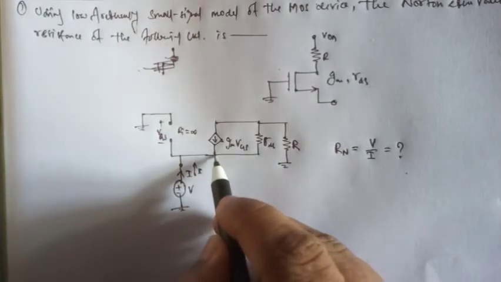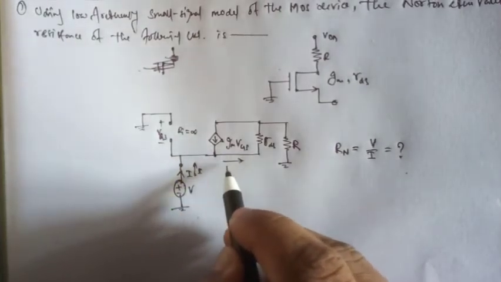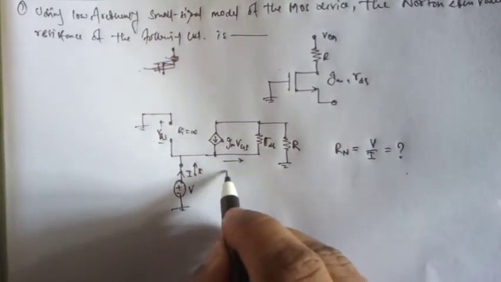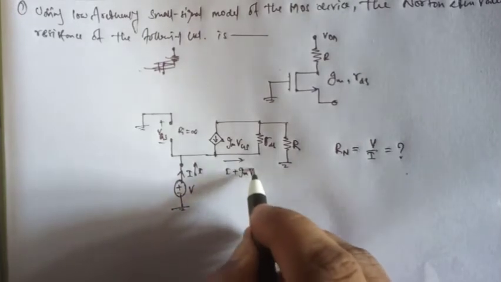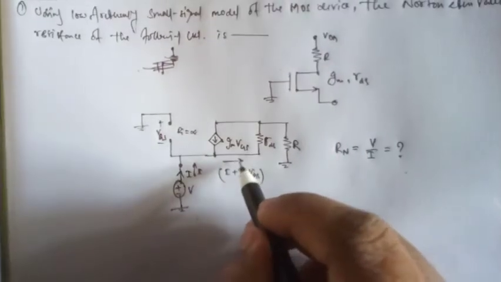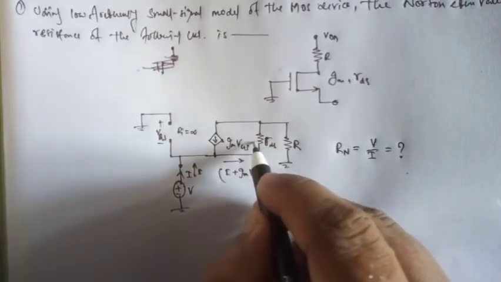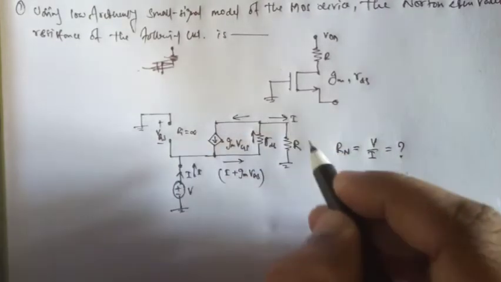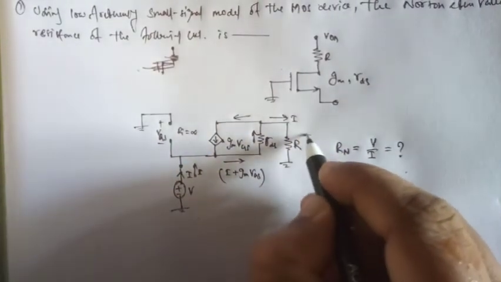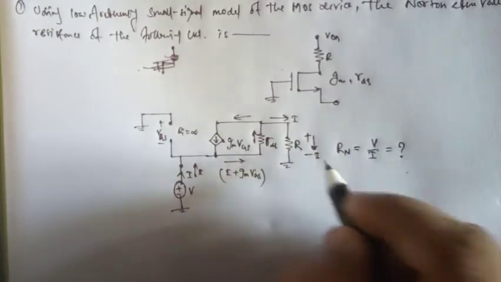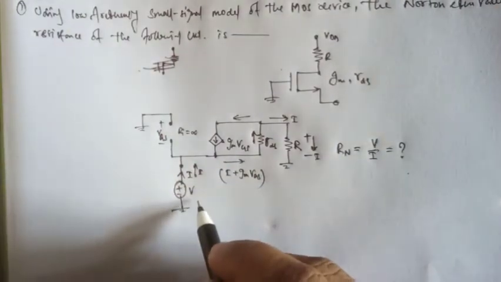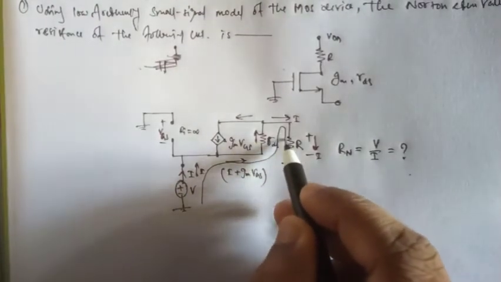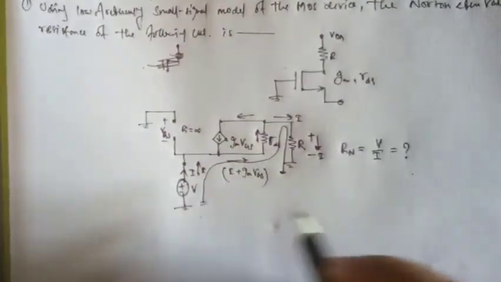So we can use KCL at that point, and we can calculate the current flowing in rds. This current is I plus gm VGS, and it flows in this direction. The gm VGS flows in this direction, therefore the current I flows in this direction, and the current I flows through the R resistance. So if we use KVL in that loop, then our target will be fulfilled.